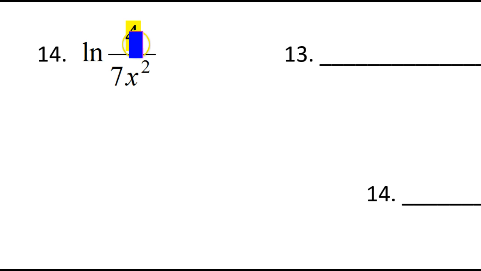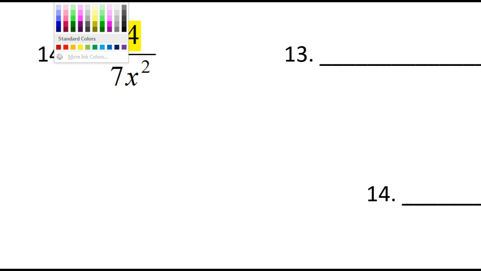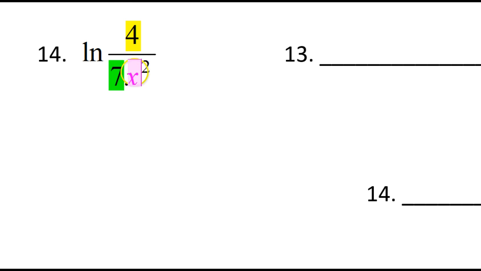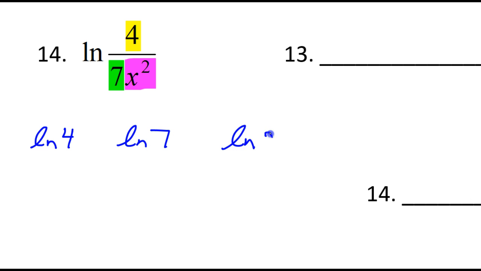Now looking at this problem, we have 3 things. We have this, and we have this. So that's why I'm going to have 3 log terms. So I'll have natural log 4, I will have natural log 7, and I will have natural log x squared. Now, the first one is positive because it came from the numerator. The other 2 came from the denominator, so they will both be negative.